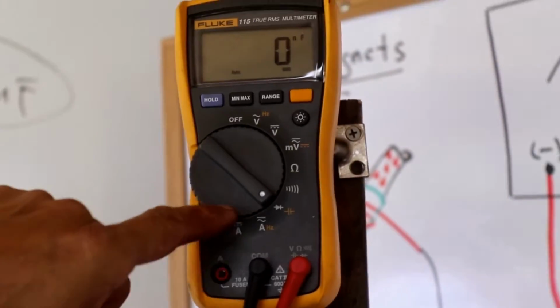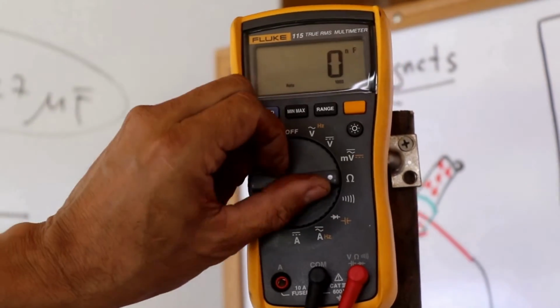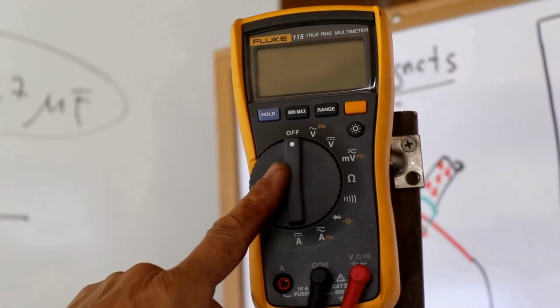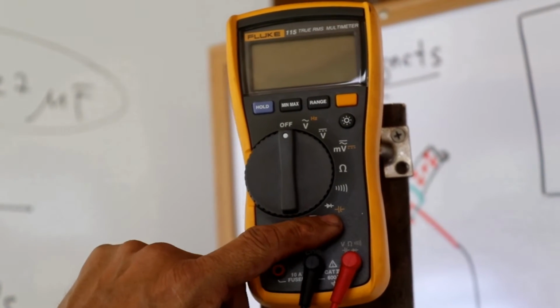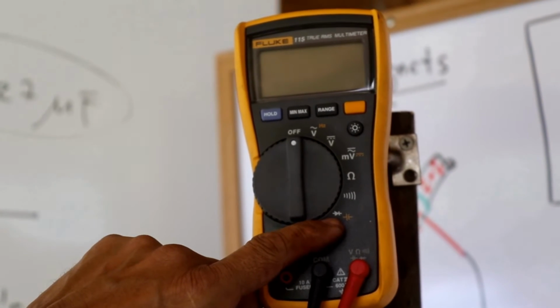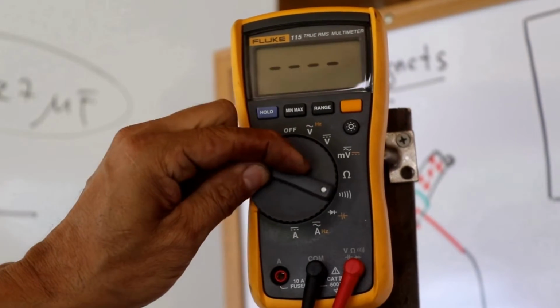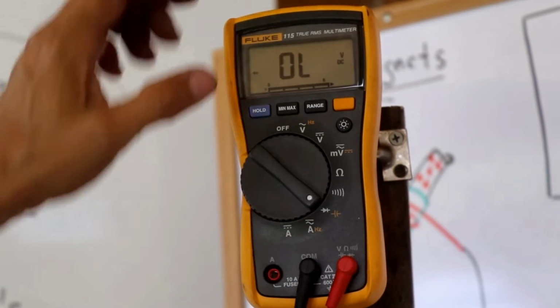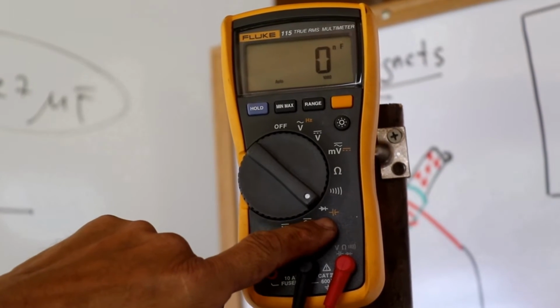I select my multimeter in capacitors. Let me explain the procedure. The multimeter is off. Right now I go to this function. In this position there are two functions. The first one is for diodes, and the yellow one is for capacitors. Okay, I need the second one. I go over there, and now I press the yellow button, and I have the capacitors.